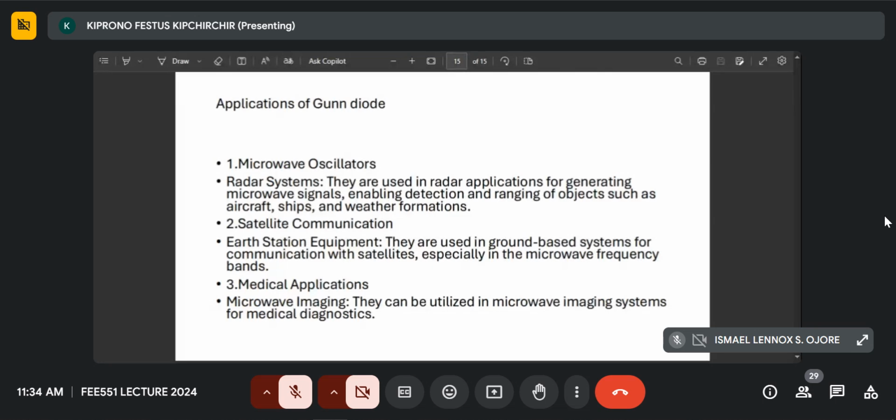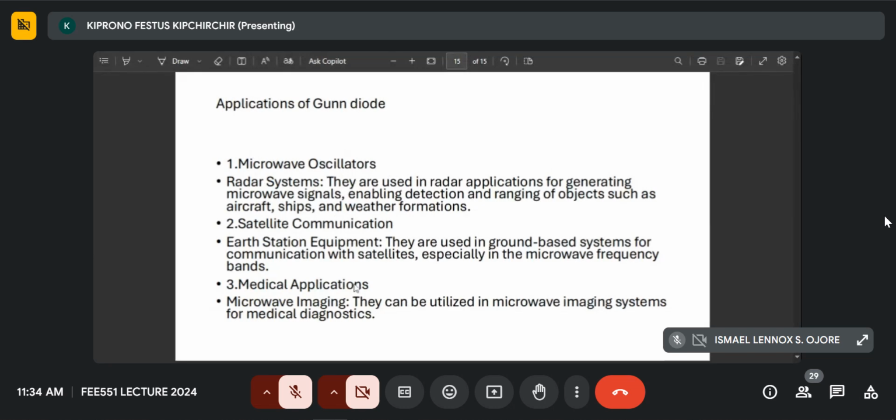I'm not so conversant about these applications because it's actually beyond us. So I don't expect you guys to be asking me a lot of questions on the application part, because I think it's a specialized area, and as it stands, we are not specialists. Almost there though. So, microwave oscillators.